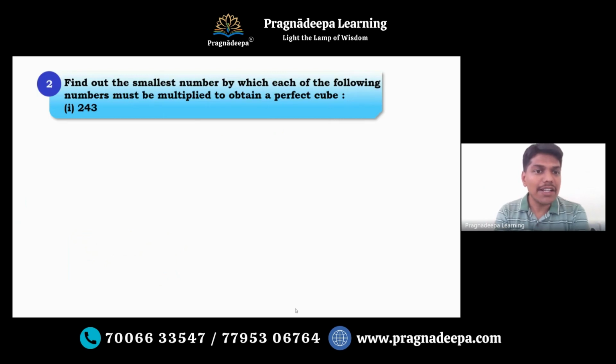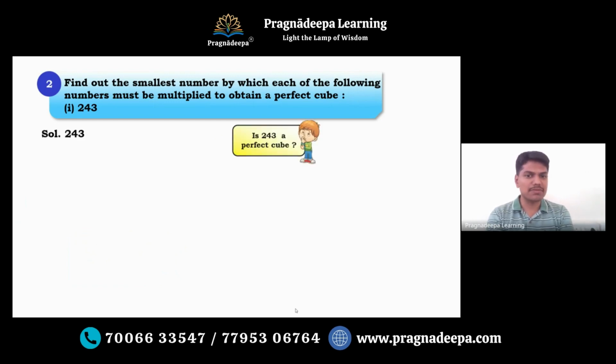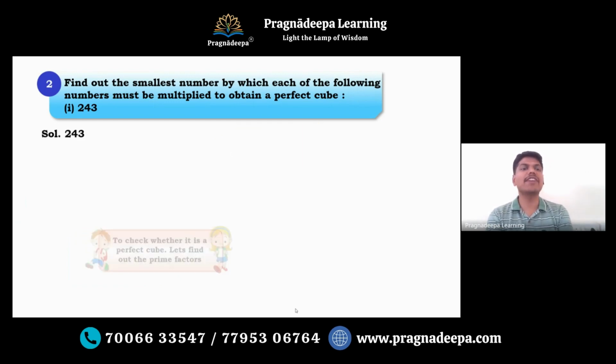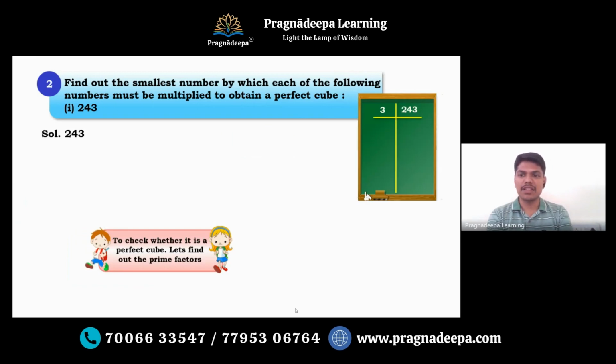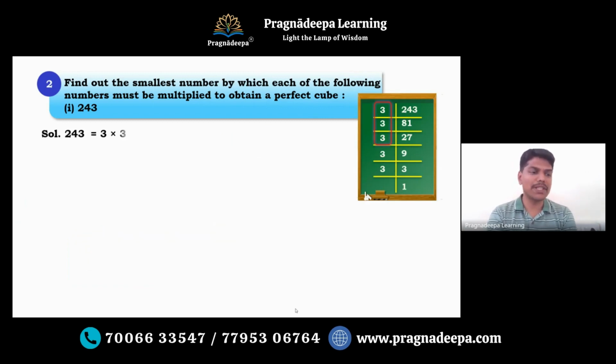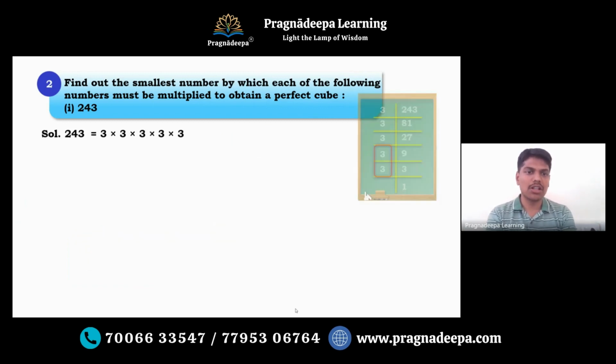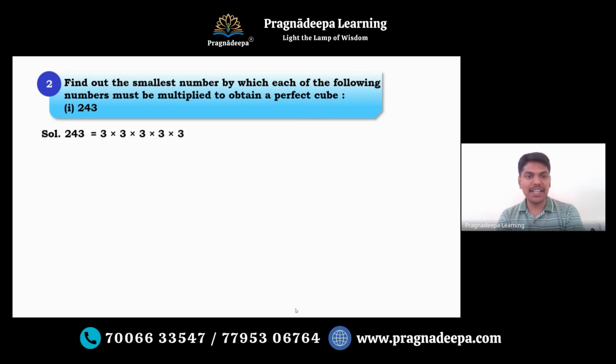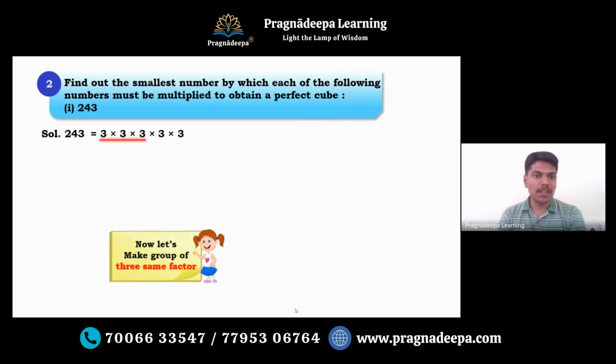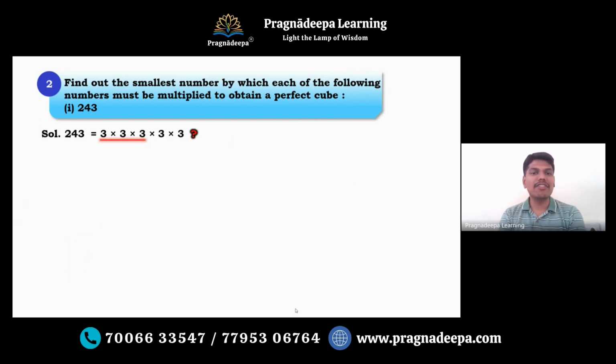Okay. Find out the smallest number by which each of the following numbers must be multiplied to obtain a perfect cube. So 243 is not a perfect cube. Okay, I'll find the prime factorization of 243. It's divisible by 3, again divisible by 3, divisible by 3, and I'll group it. How many times do I have to group? 3 times. But there is a scarcity of 1, 3, correct?